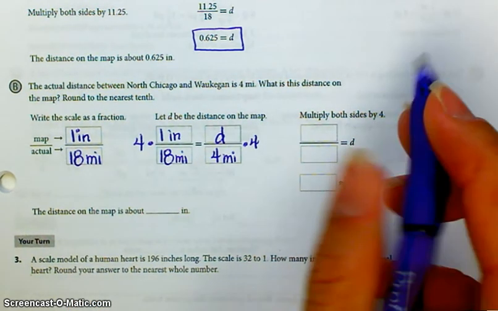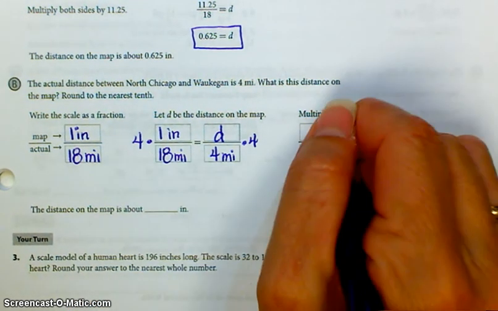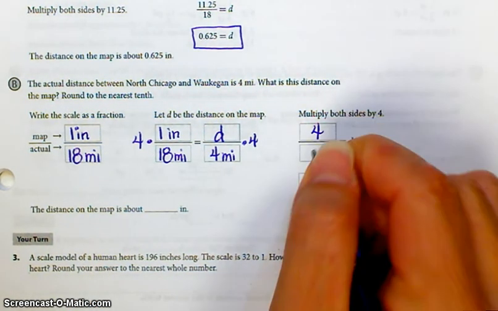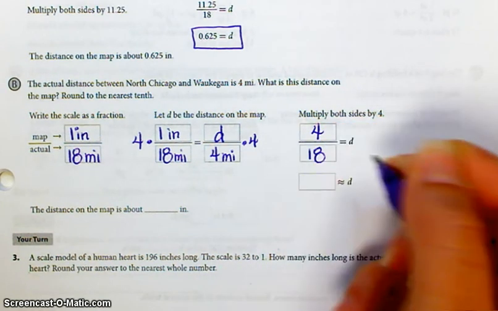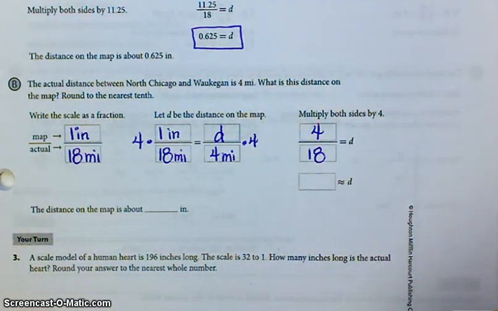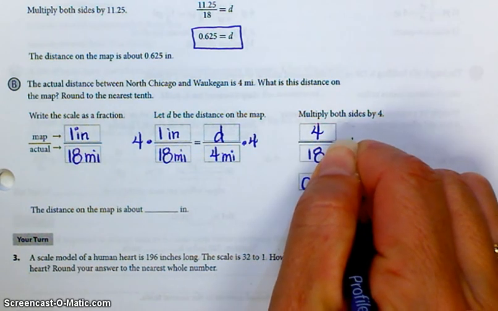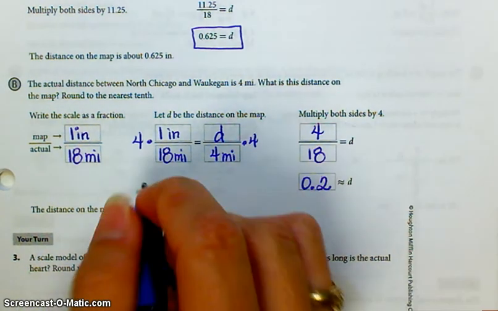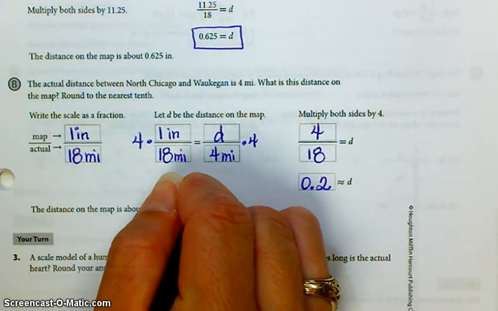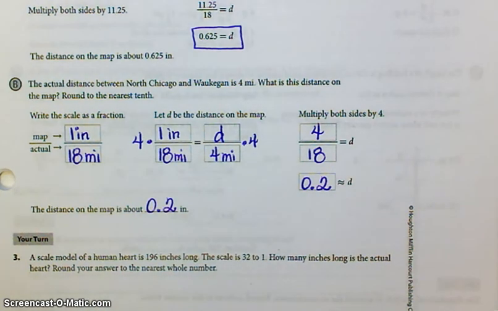Okay, and that's what they did over here. So 4 times 1 is 4 over 18. And rounding it off a little bit, you get 0.2. So the distance on the map is about 0.2 inches. Okay?